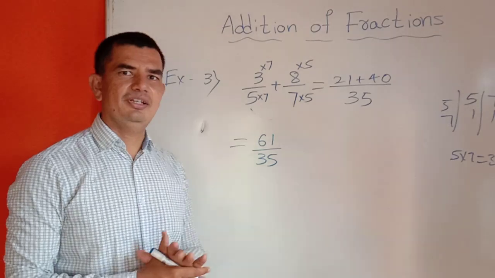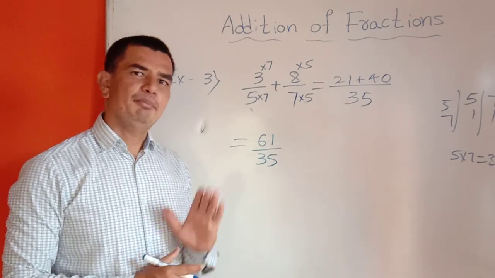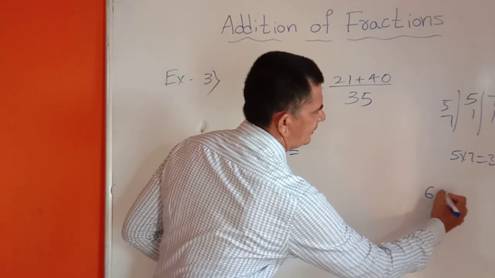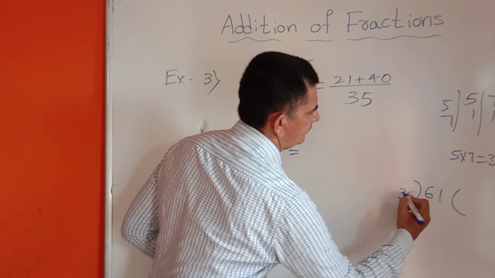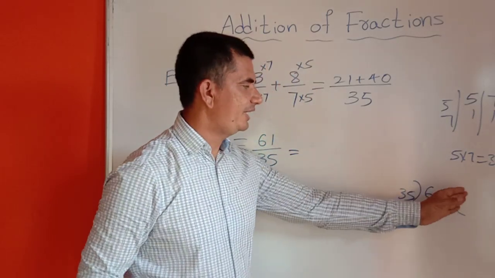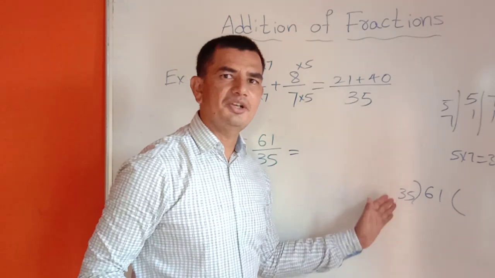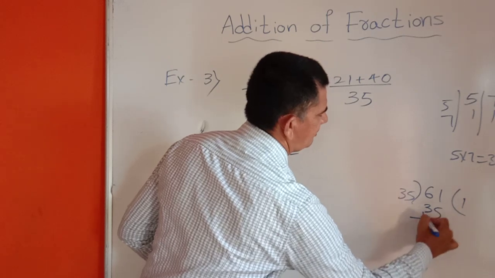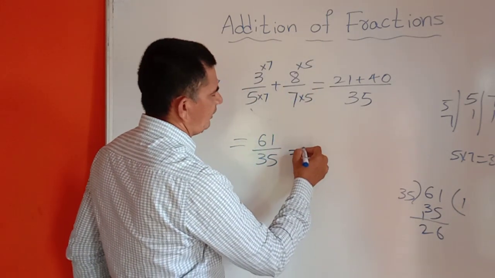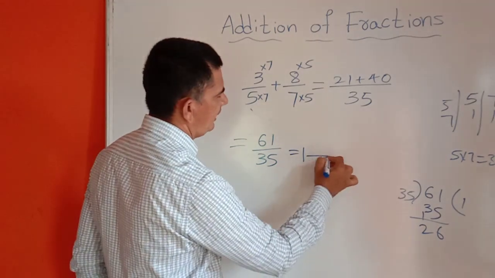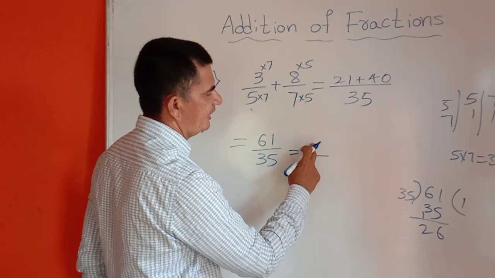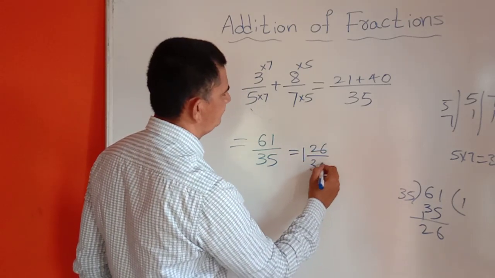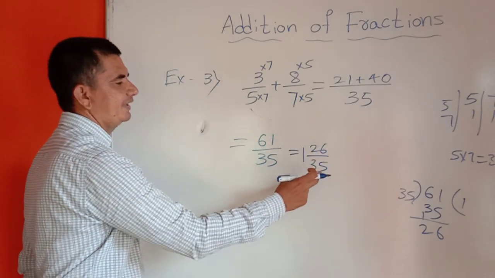Is it possible to cancel? It is not possible to cancel, but you can write this in mixed fraction. How can you write it? You have to divide 61 by 35. So 35 ones are 35, 35 twos are 70. 70 is bigger than 61, so I have to take 35 ones are 35. Here 11 minus 5 is 6, 6 minus 3 is 2. Here we have to write the quotient, and the remainder we have to write in the numerator part. Remainder is 26 and here 35. One integer 26 by 35 is the answer.